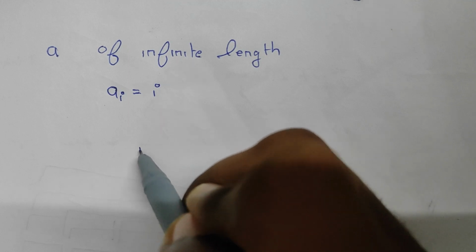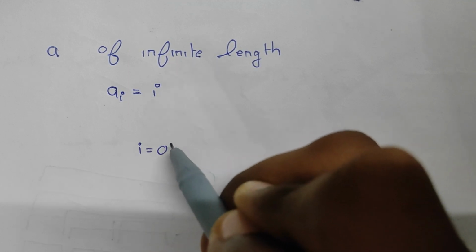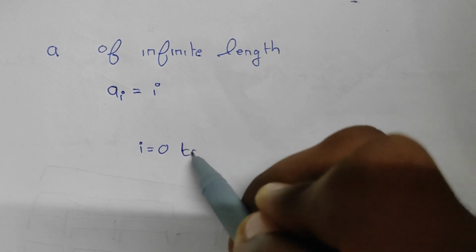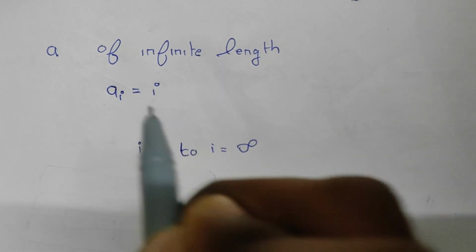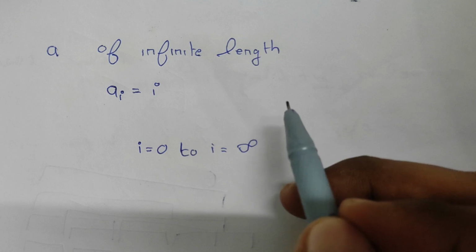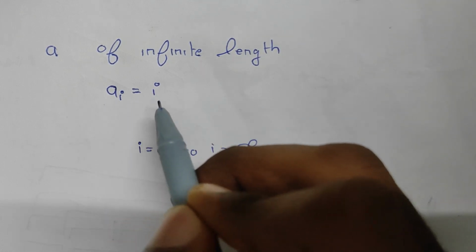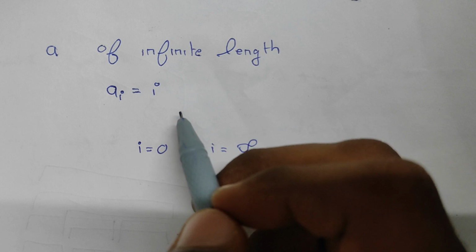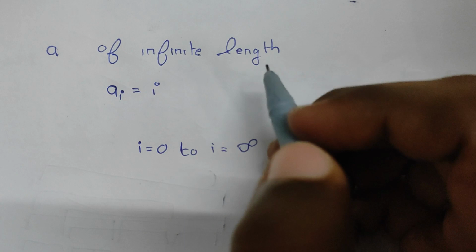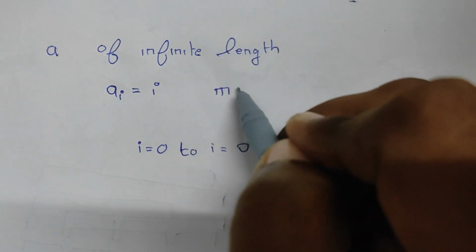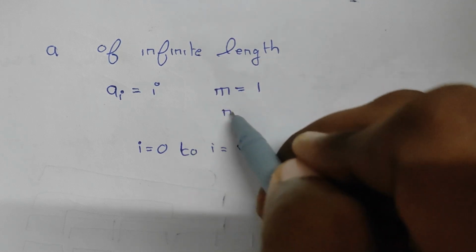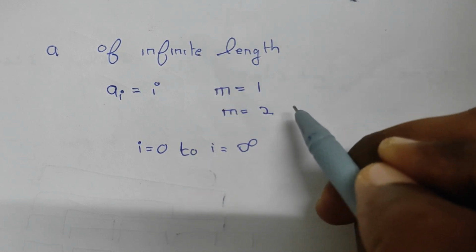So i is from i equal to 0 to i equal to infinity. Since it's an infinite length array, each value a_i will be equal to i. Now we have to do some operations. They will specify the number of operations that we want to do. Suppose they give us m equal to 1, we want to do one operation on this array. If they give us m equal to 2, we have to do two operations on this array.